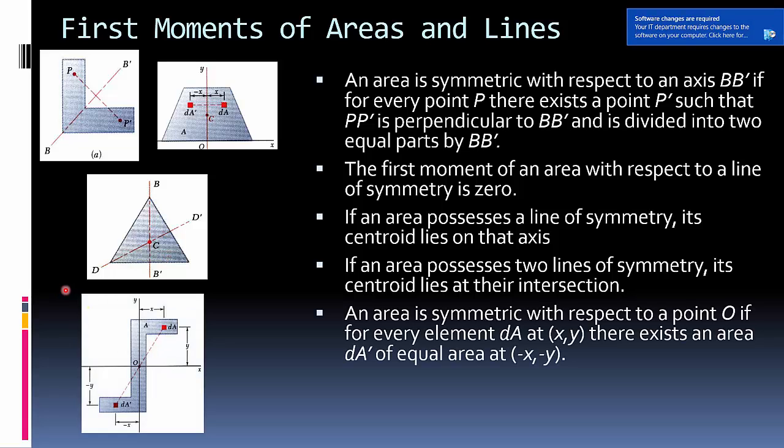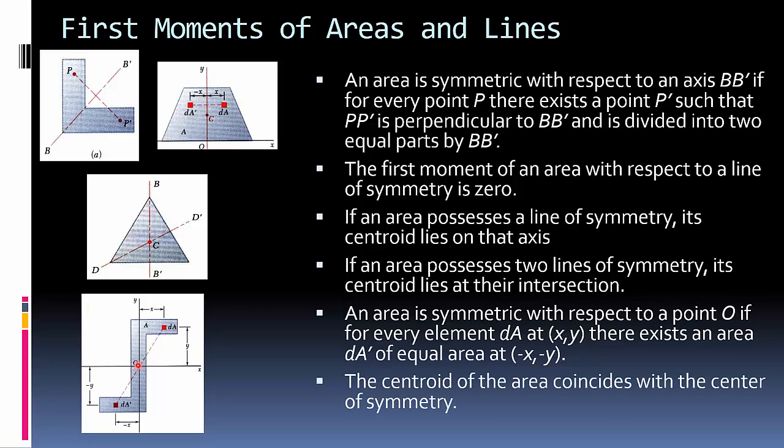Now, sometimes an area is symmetric with respect to a point and not an axis. And so we're going to say an area is symmetric with respect to some arbitrary point O if for every differential element at (x, y), there's an equivalent one at (-x, -y). So here, this is not with respect to an axis, but with respect to a point. Why do we care about that? Well, because the centroid of an area coincides with the center of symmetry, which is a nice aspect to that. If you have this, you know the centroid is going to lie at that center.